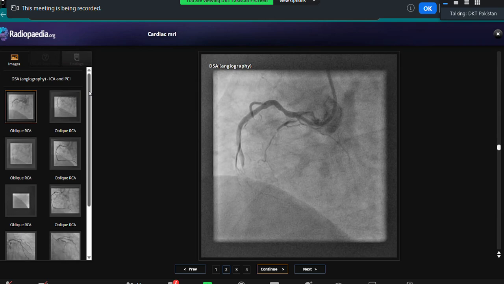But I think this cannot be this, this cannot be this. Can this be this thing? So this is a really important UK culture here. You may not know the exact diagnosis, but your approach should be safe.